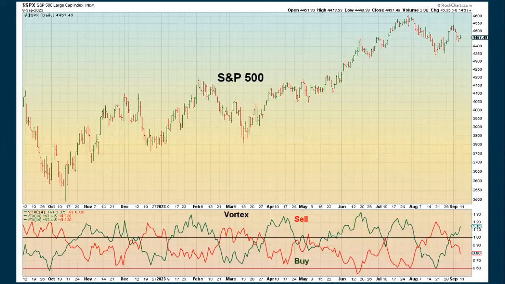Then we look at the vortex, and when the green line is going up, that's positive, especially when the red line's going down, and then just the inverse of that is also true. Even though we've been seeing a little bit of trouble lately, the green line continues to advance. So this is still suggesting that things are positive. It's interesting. Now I have two of these charts as well.